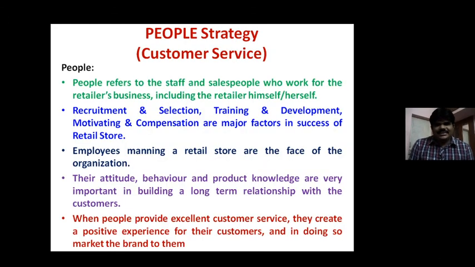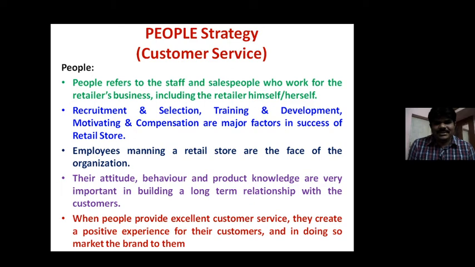And the next strategy, the fifth one in the marketing mix strategy, is people strategy, where people refers to staff or salespeople who work for the retailer's business, including the retailer himself or herself. So here people refers to the employees in the retail outlet. Employees can be the front-end employees, meaning the employees who interact with the customer when the customer enters the store, like the retail sales force, floor sales force, or the billing people.